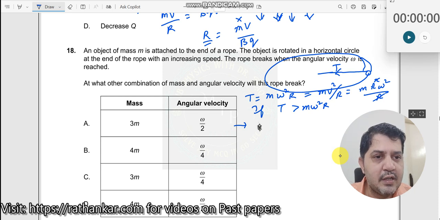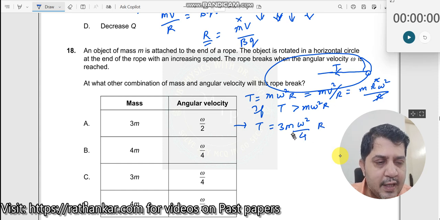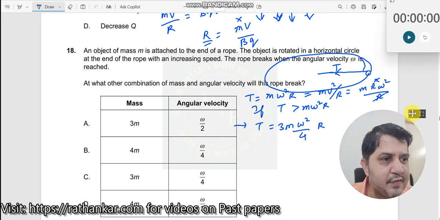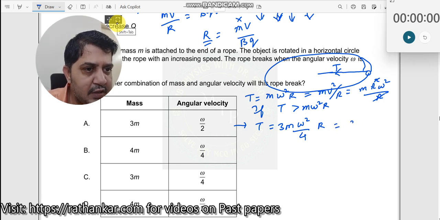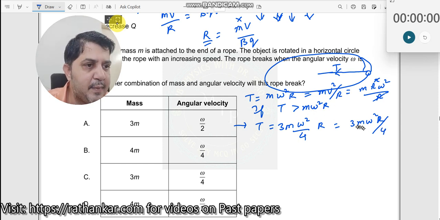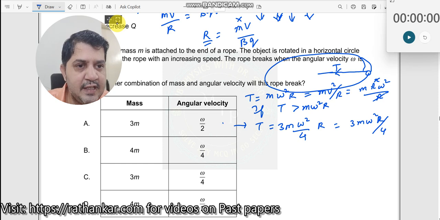Now here what will happen? T should be equal to 3m into omega square divided by 4 into r. So this will be equal to 3m omega square r divided by 4. Actually I need m omega square r, but it's 3/4 of it. So definitely this condition will not break the rope.